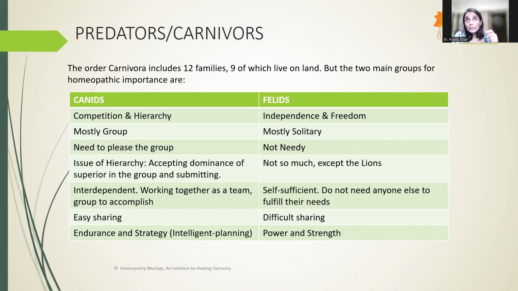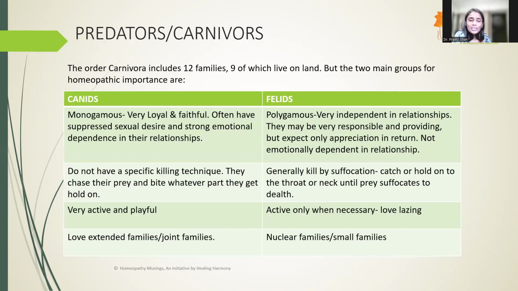The words that are important in the dog family are endurance and strategy. How do I plan? What do I plan? How am I going to get ahead? The idea in felids is my power and my strength is enough. Okay. Another thing is that dogs are more loyal. Most of the people who have pets, when you ask them what they love about them, say they are the most loyal friends. They are very loyal, very faithful.